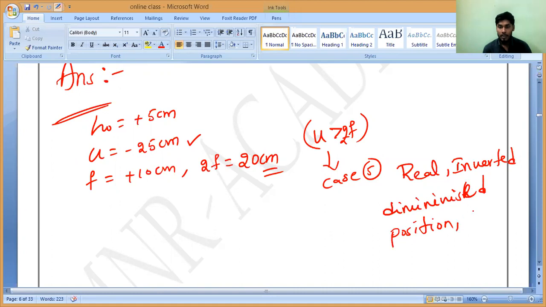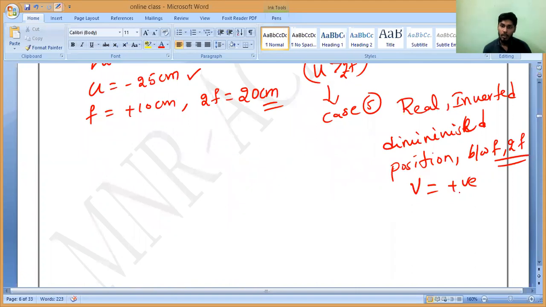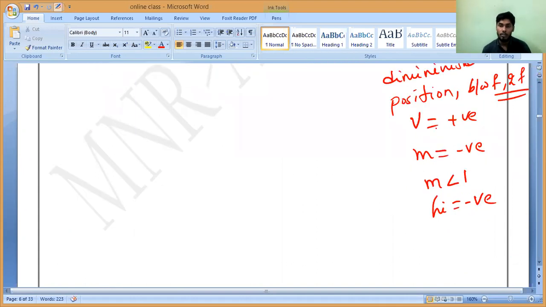Yes, sir. Position of image: between F and 2F, is it yes or no? Yes, sir. Now sign convention: V is positive because it is real, correct or not? V is positive, sir, because it is real. Next, the magnification is negative because it is real. Next, the magnification is diminished, which means less than 1. And the height of the image is negative. So these are the things you should verify.